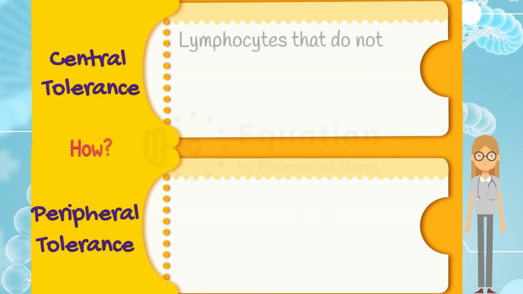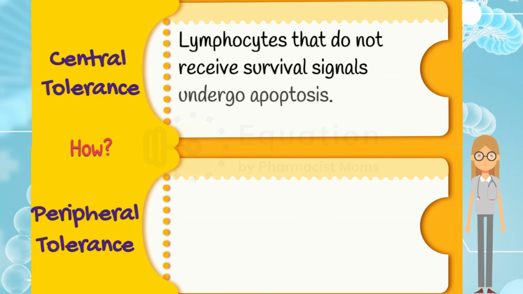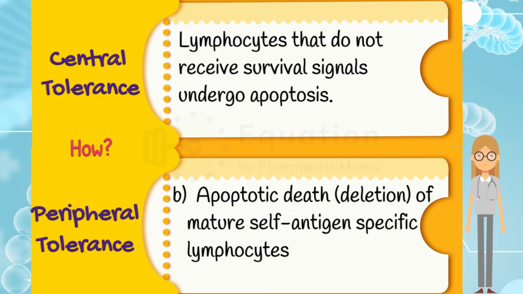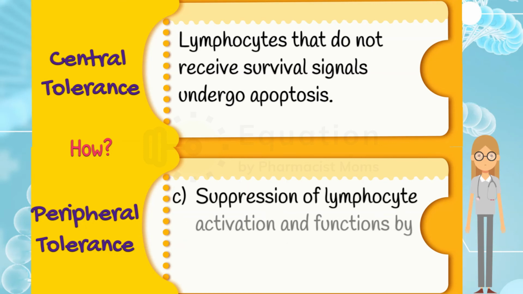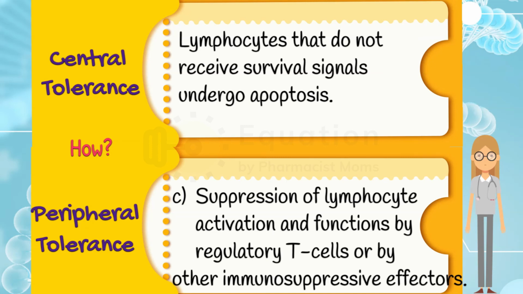In central tolerance, lymphocytes that do not receive survival signals undergo apoptosis. On the other hand, peripheral tolerance can occur through one of three mechanisms. A. Induction of anergy. It is a state of inactivation, in which the lymphocytes remain alive, but are unable to respond to antigen. B. Apoptotic death or deletion of mature self-antigen-specific lymphocytes. C. Suppression of lymphocyte activation and functions by regulatory T cells or by other immunosuppressive effectors.